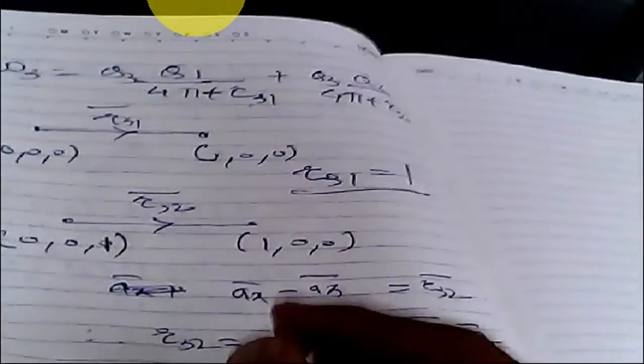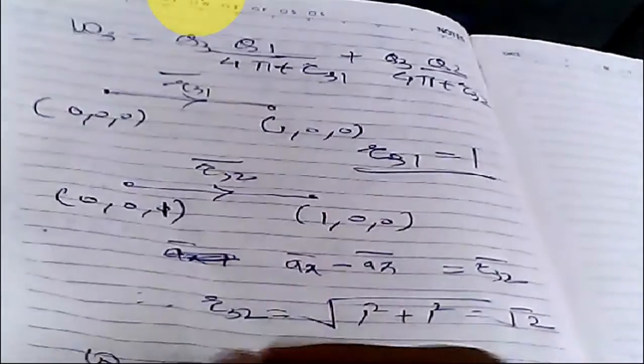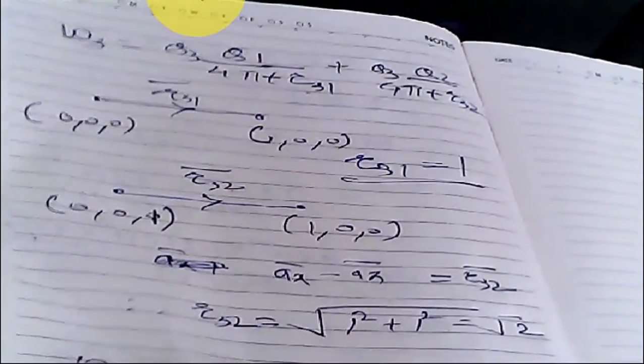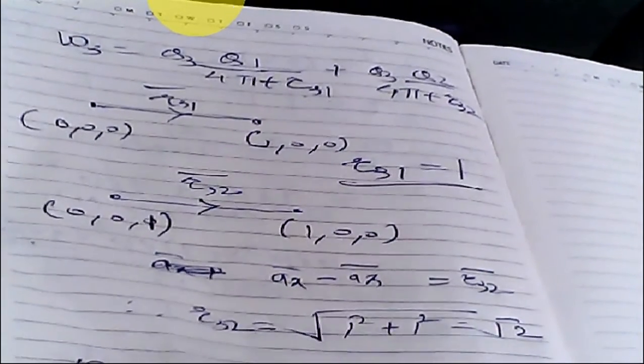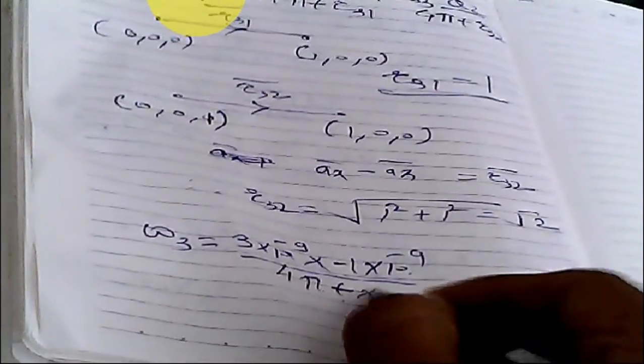Yes or no? So put those values in the W3 equation to get W3. W3 is equal to Q3, which I already know. It is 3 nanocoulomb, so 3 into 10 raised to minus 9. Q1 is minus 1 nanocoulomb, so minus 1 into 10 raised to minus 9, divided by 4 pi epsilon. I will put that value later on. And R31, sorry. So 3 into 10 raised to minus 9 minus 1 into 10 raised to minus 9, over 4 pi epsilon, I will keep it as it is, into R31.